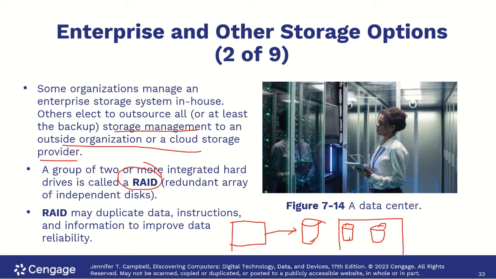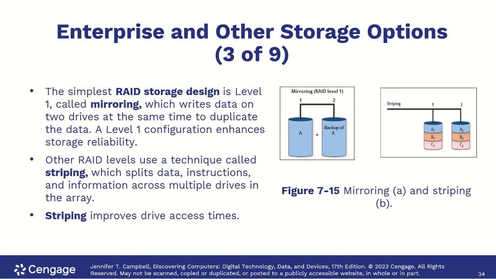It may be associated with different types of RAID systems. Basically, RAID duplicates your data in a way that if your disk is gone, RAID can be used to restore your data. The simplest RAID storage design is level 1. That's mirroring, which writes data on two drives at the same time to duplicate the data. That's what I was talking about. You can see this is A, the main disk, and this is the backup of A. This is the level 1 RAID device.